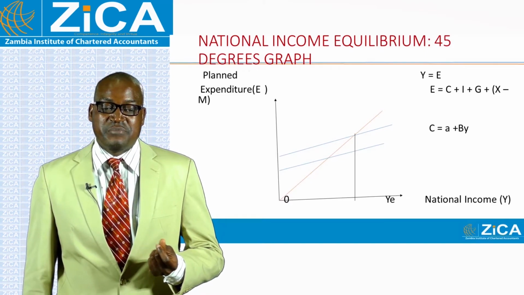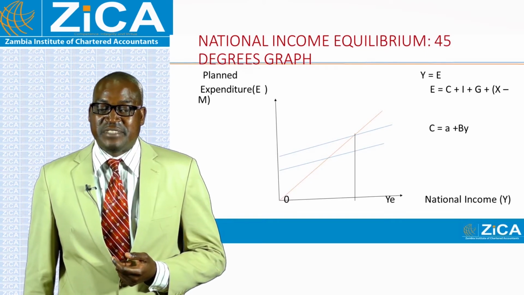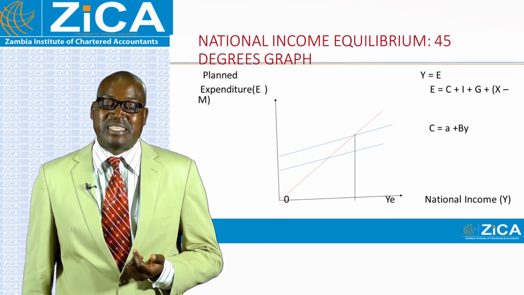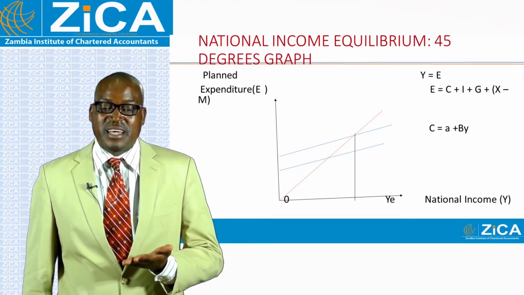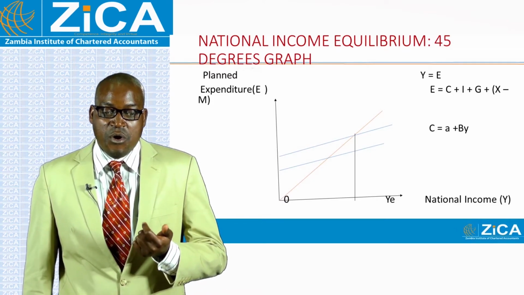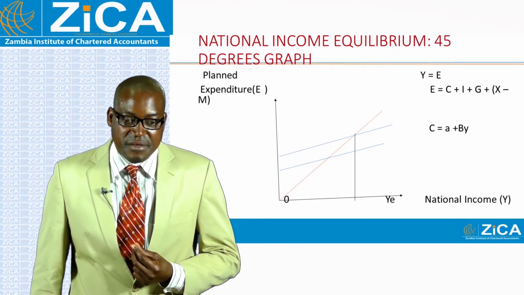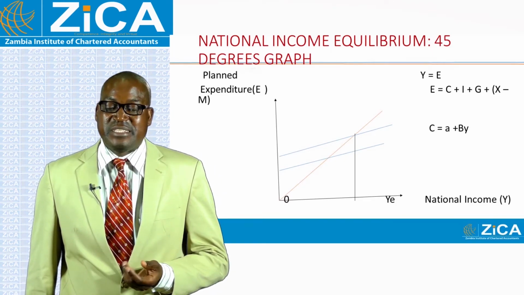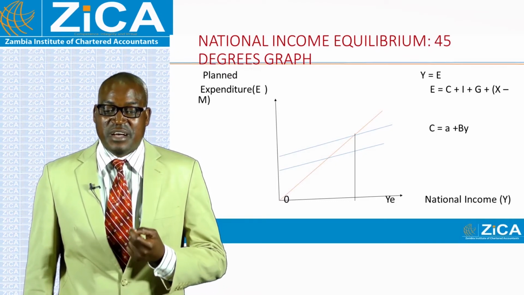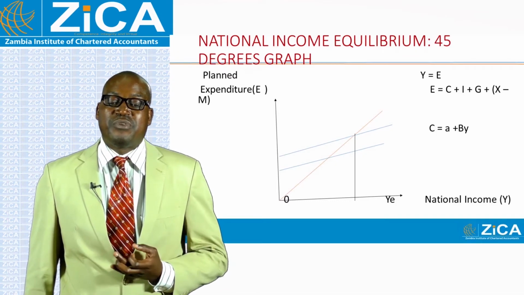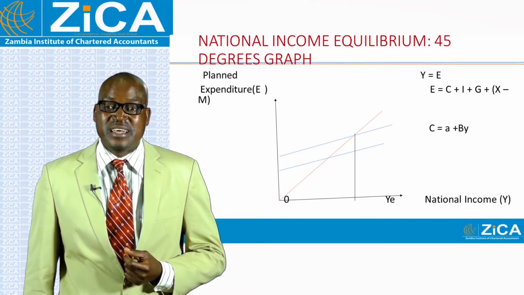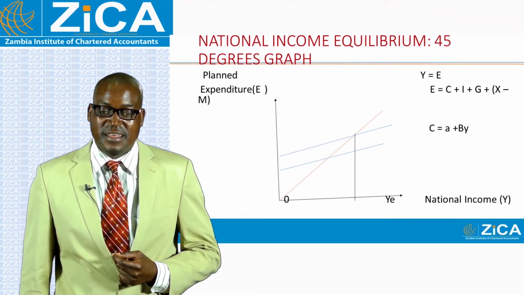National income equilibrium using the 45 degrees graph is very important in this particular syllabus. And you can see the two equations that are there. On the y-axis, you have the national or the planned expenditure, and on the x-axis, we have national income. Where those two are supposed to intersect, that is where the equilibrium occurs.